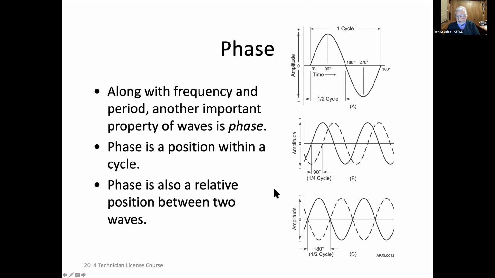A little bit more complicated. Any questions about the word phase and what it means? Bruce? I'm good. Okay, I thought I saw you raise your hand.